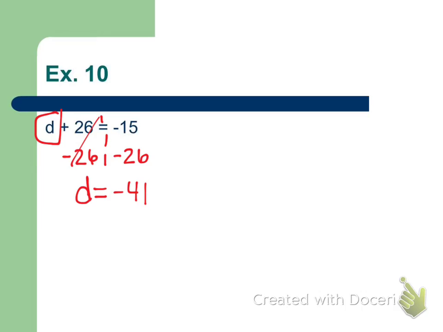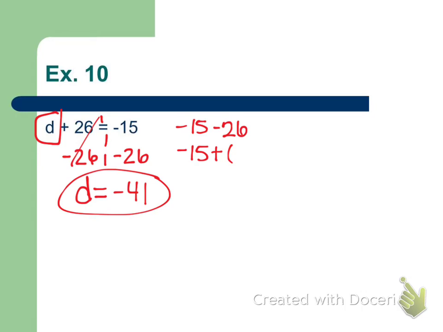Negative 41. Very good. Again, you lost $15 and you lost 26 more dollars. That means you have lost a total of $41. If you want, you can change it into an addition problem by doing the copy, change, change. Okay, if we're adding two negative numbers together, we're going to add their values and keep it negative.